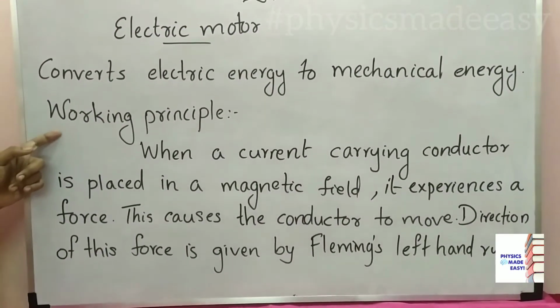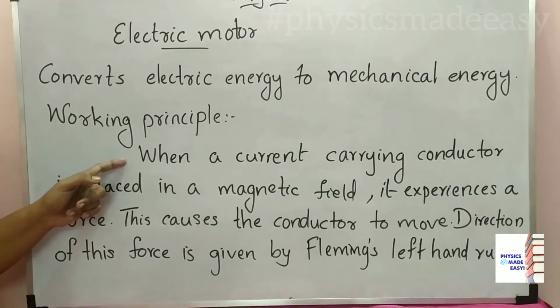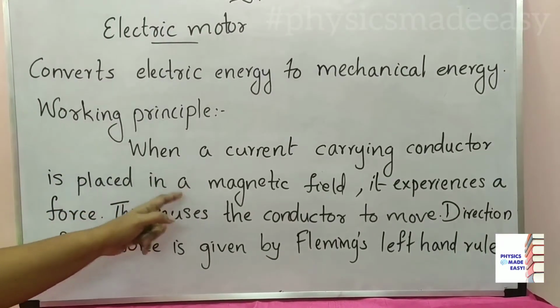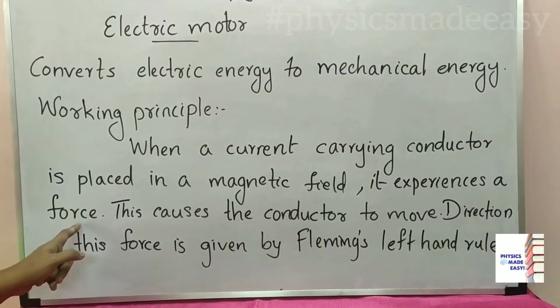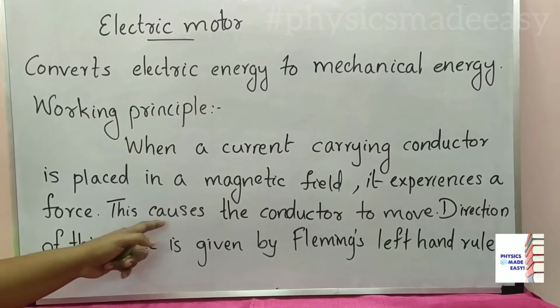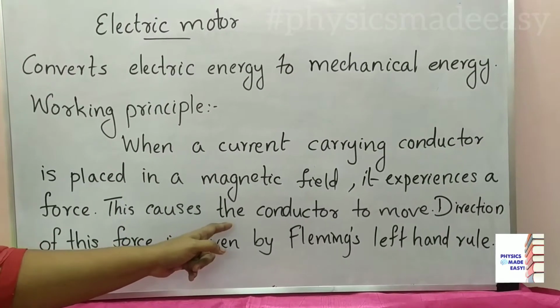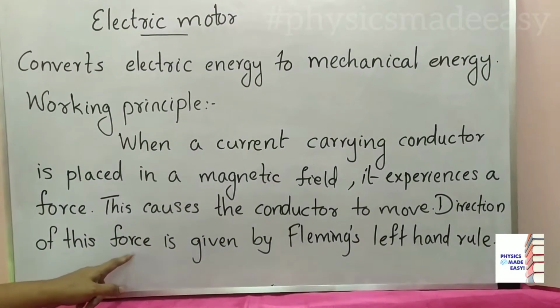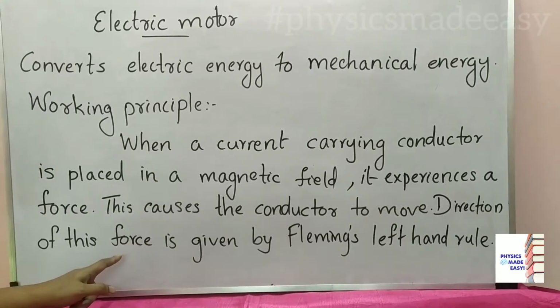Now, the working principle. When a current carrying conductor is placed in a magnetic field, it experiences a force. This force causes the conductor to move. The direction of this force is given by Fleming's left hand rule.